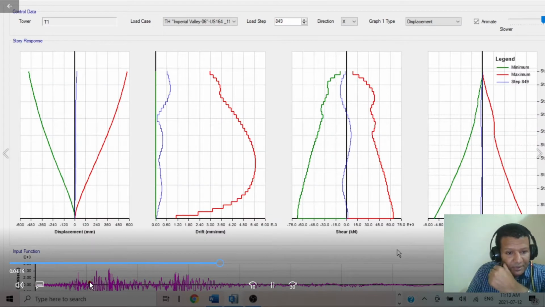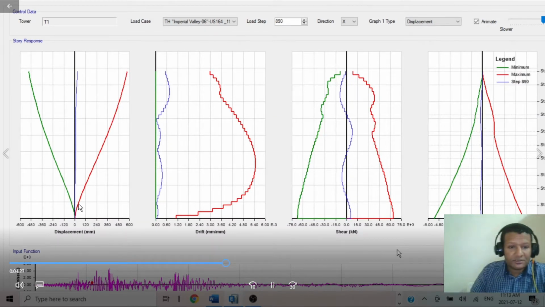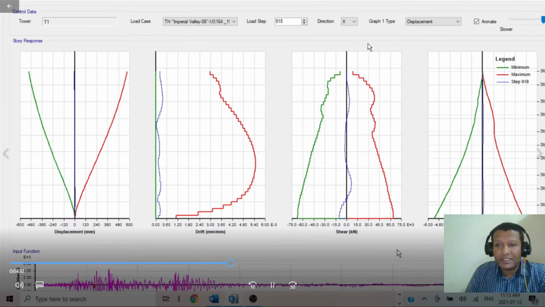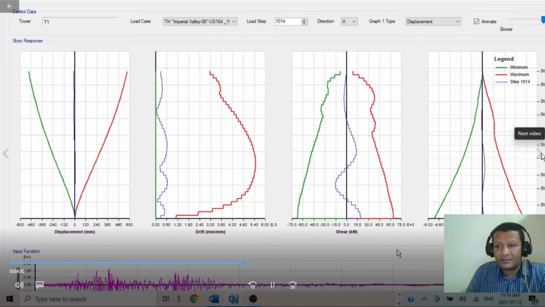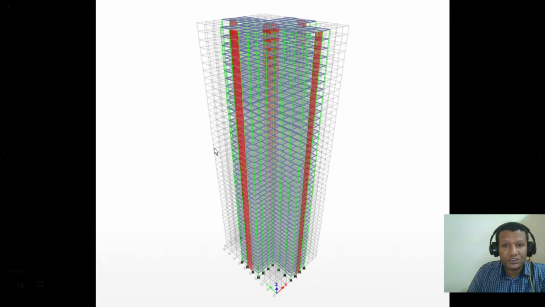As you can see, as per the ground motion, the global response of the structure, the displacement, drift, shear and overturning, changes at each time step. As you can see, this is the maximum and this is the minimum, and this varies for each time step. This is for our 44-story building. I will come back to this video again after my explanation.